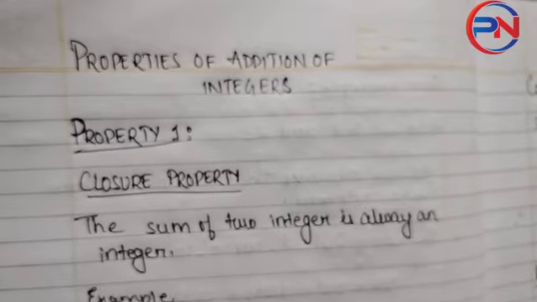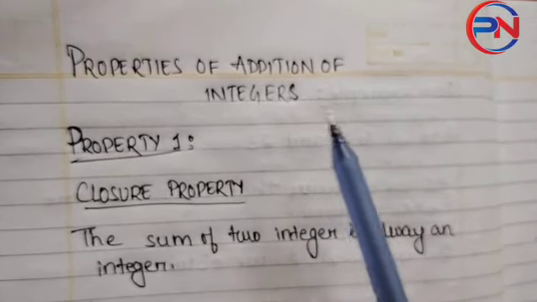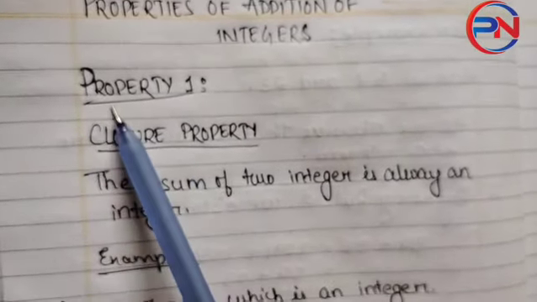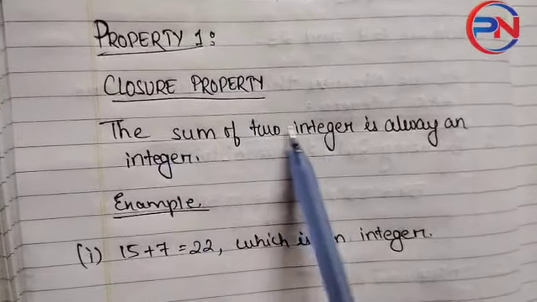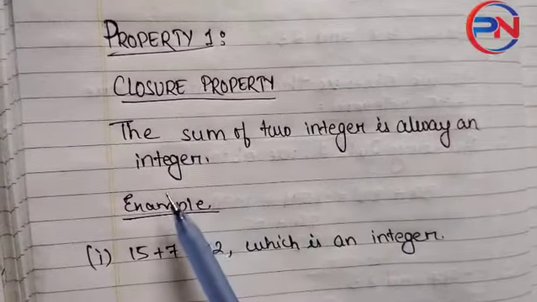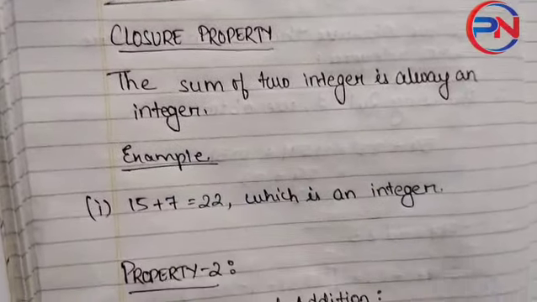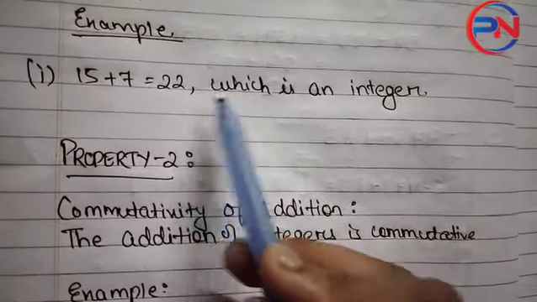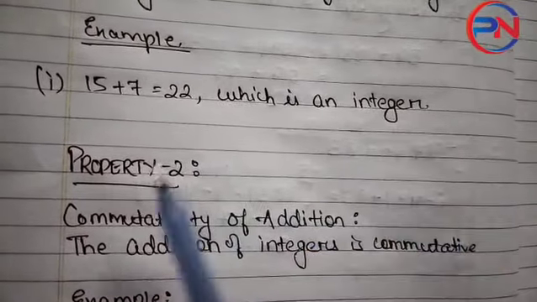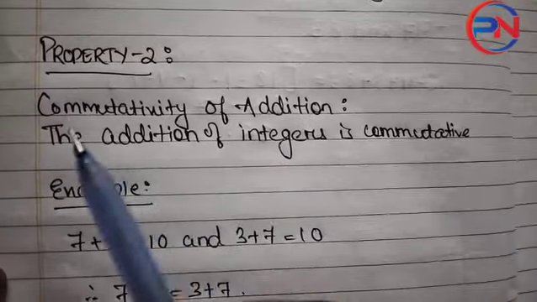So now let's move on to the properties of addition of integers. Property 1, closure property. The sum of two integers is always an integer. For example, 15 plus 7 is equal to 22, which is an integer.